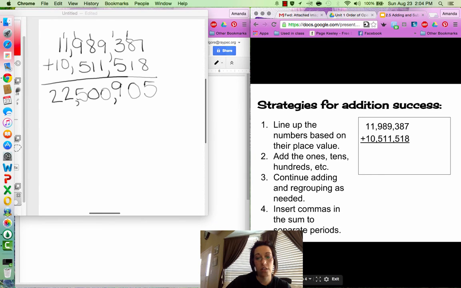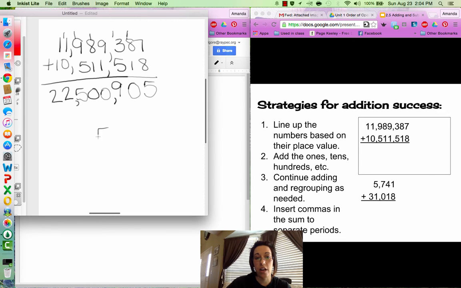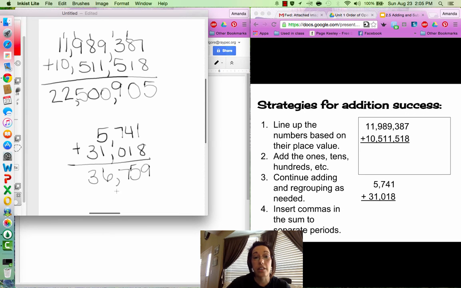Let's look at one more practice problem together here. We have 5,741 plus 31,018. 8 plus 1 is 9, 4 plus 1 is 5, 7 plus 0 is 7, 5 plus 1 is 6, nothing plus 3 is 3. Go to the end, go over 1, 2, 3 spaces, and insert a comma. So there is my work.